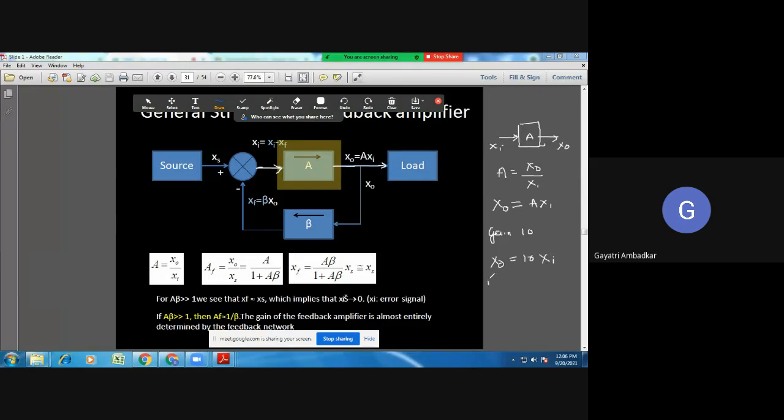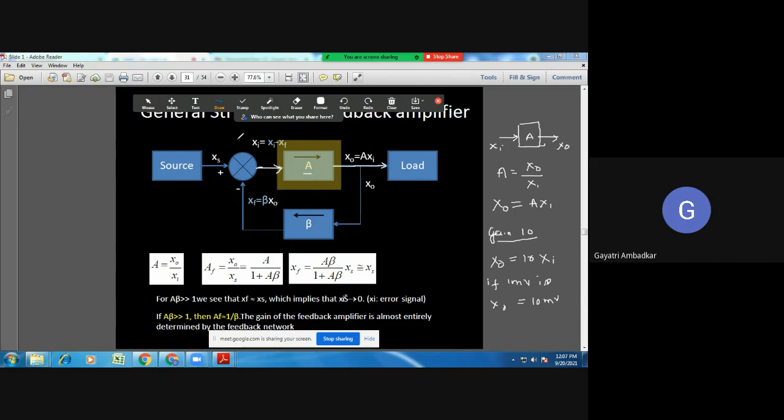Right? If I give 1 millivolt at the input, how much output will I get? XO will be 10 times the input signal, that is 10 millivolt. So gain indicates how many times your signal can be amplified by the amplifier. Xi is the input signal and XO is the output signal. The relation is XO equals A times Xi, where A is the gain of this amplifier. Is it clear?